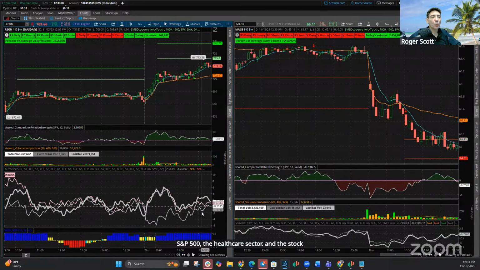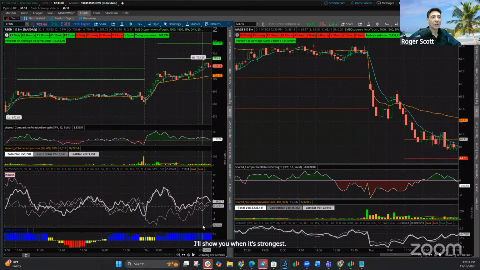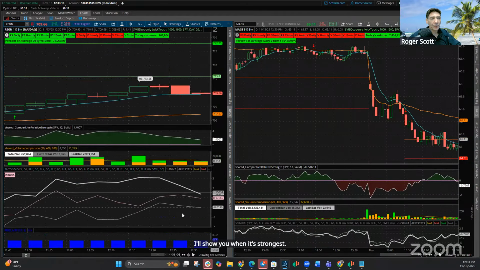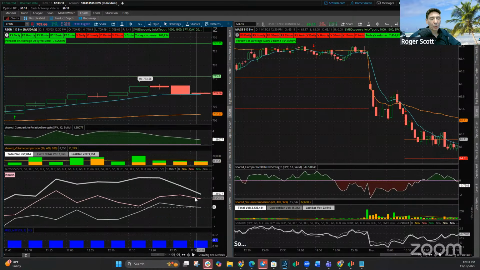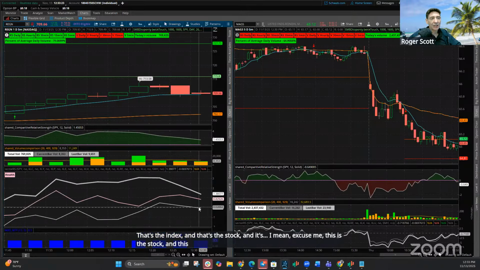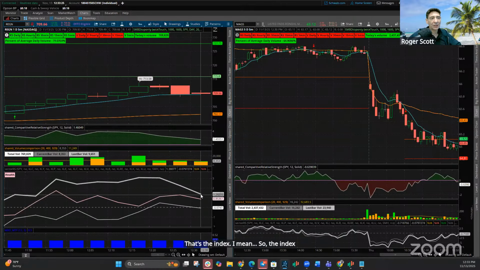And it's showing you which one is the strongest and which one is the weakest. Okay. So this right here, the purple one, that's the healthcare sector. That's the index and that's the stock. Excuse me, this is the stock and this is the index. So the index is here, the sector is here, the stock is here. That's how you want to have it.